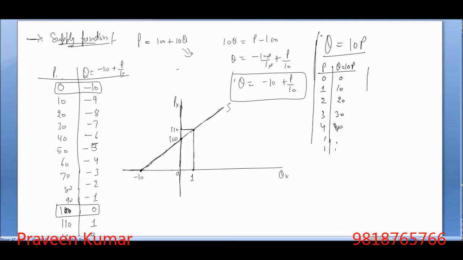If you draw this curve, it will start from the origin. When the price is 0, quantity supplied is 0. Got it? From here onwards. It will start here onwards. This is the supply. Is that okay? Hello? Hello? Yes, sir. Did you understand this? Okay? Yes, sir.